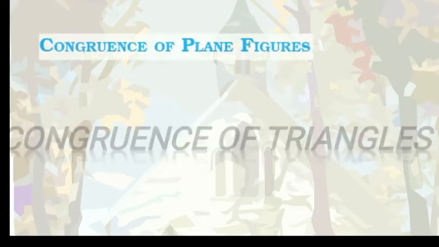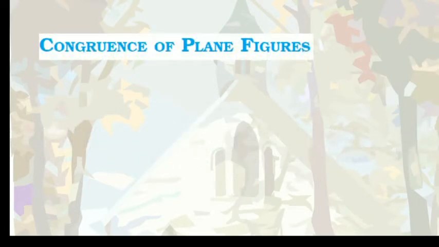Now we are going to study about congruence. What do we mean by congruence? Congruence is nothing but equality. How are they equal? How can we say that two triangles are equal? What are the criteria? And before that, let us see what is congruence of plane figures.